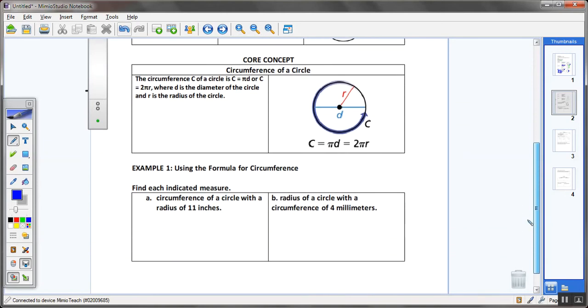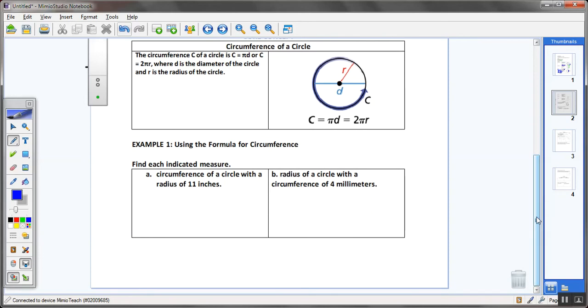Okay, core concept right here. What are we talking about, kids? The circumference of a circle C is equal to pi times diameter, or 2 pi r, where d is the diameter and r is the radius. These formulas show up again. So example 1, let's just talk example 1.